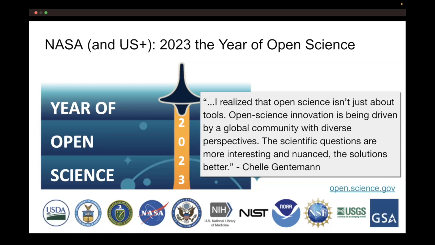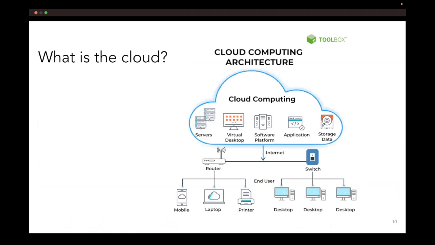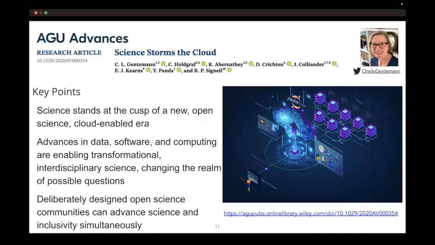And the cloud is a place where we think we can do a lot of collaborative, reproducible open science. So just a little background on the cloud. It's a virtual workspace where you can keep servers, software, all of your applications and data all in one place virtually. So anything that requires internet or a router is not part of the cloud. As this group from NASA and other open science groups has declared, using the cloud is a way that we can change the realm of possible questions that we can ask in science, and it allows us to advance science and inclusivity simultaneously. I'll talk a little bit about that coming up.